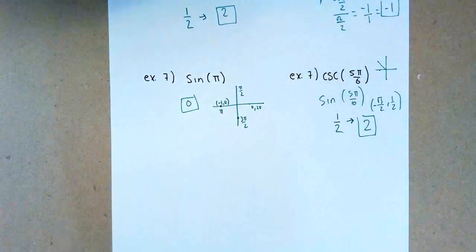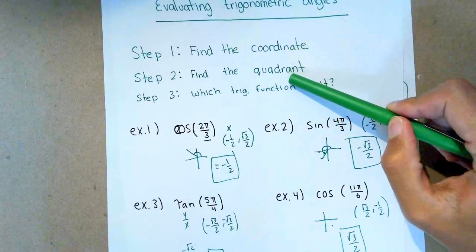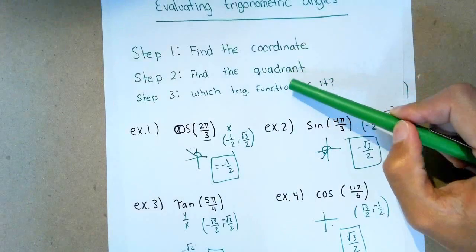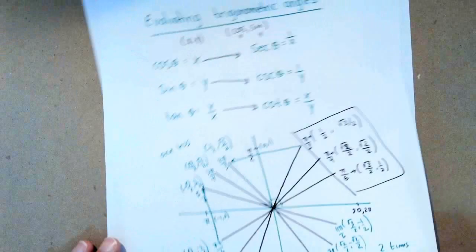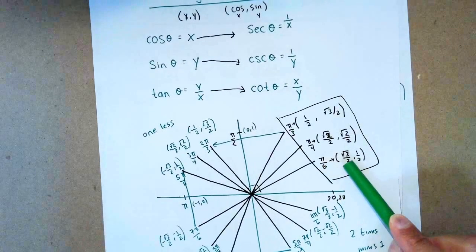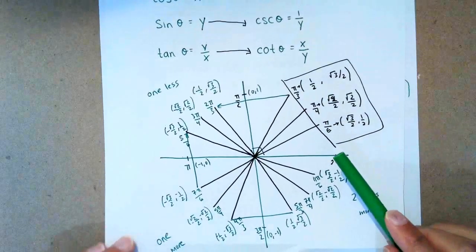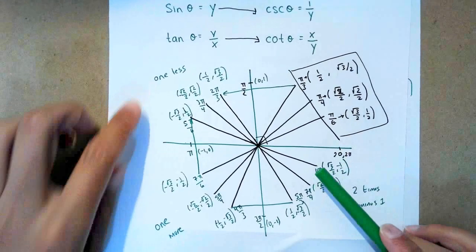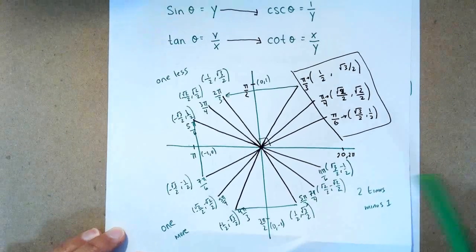And that, ladies and gentlemen, is how we solve trigonometric angles. There's just 3 steps that you have to focus on. Step 1, find the coordinate. Step 2, find the quadrant. Step 3, which trig function is it? And how do I do this? You have to memorize that anything that has a denominator of 6 is this one, 4, this coordinate, 3, this coordinate. And then you have to memorize, is it 1 less, is it 1 more, or is it 2 times minus 1? And if you know that, you're going to be fine.